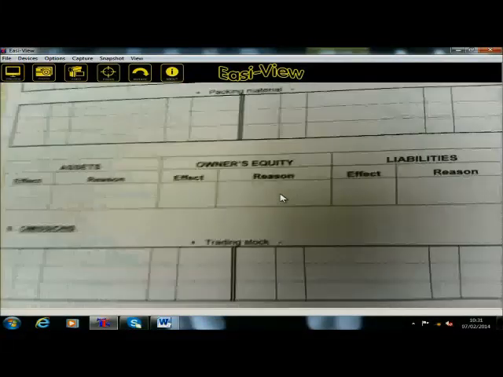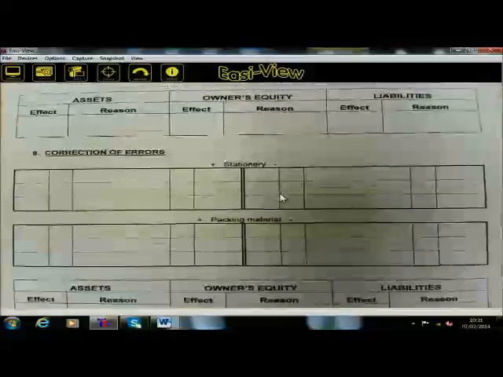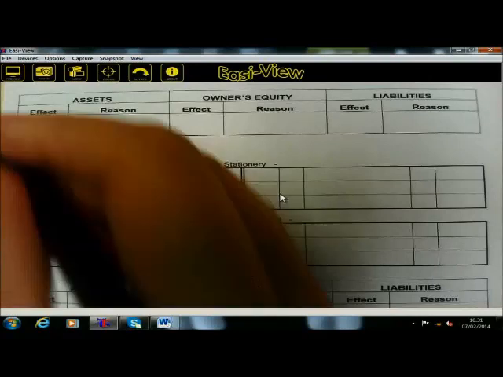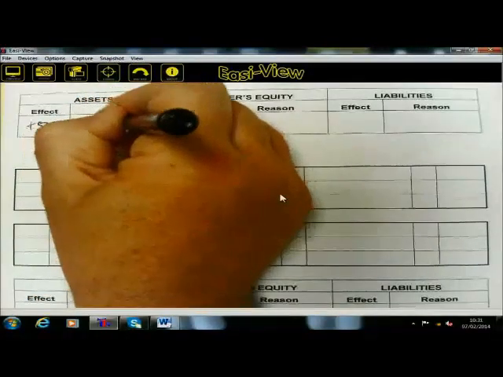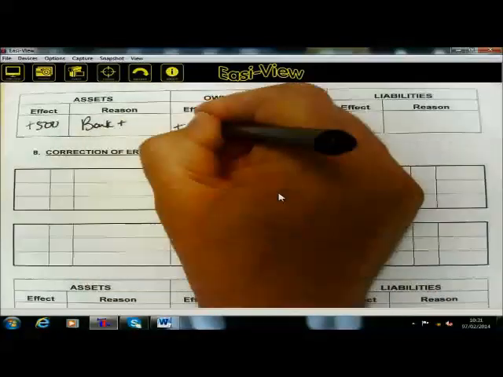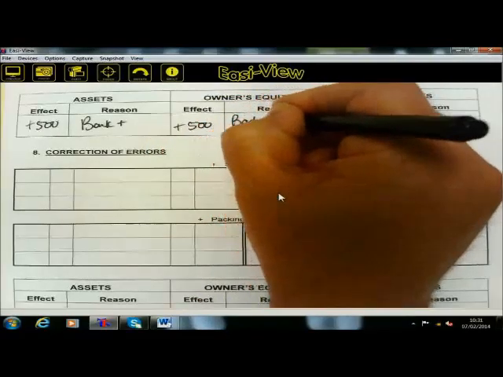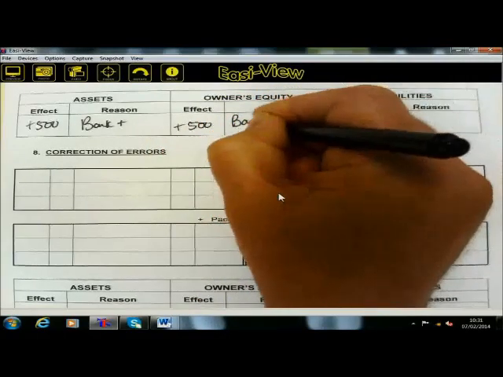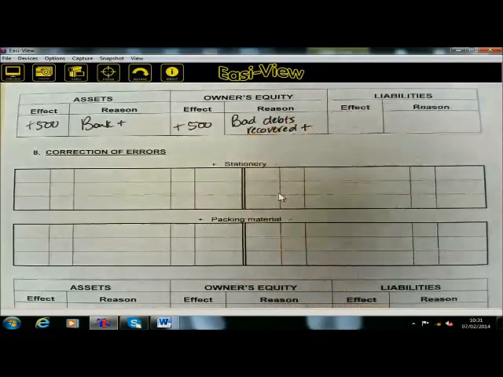Accounting equation for this. Can you quickly think for yourself for the 500 Rand in the accounting equation? Just think for yourself. There's money in the bank. And there's an income. Incomes make your owner's equity more. Bad debts recovered.